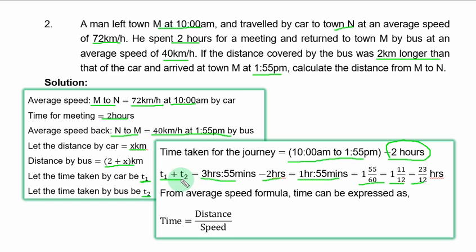From the average speed formula, time can be expressed as t equals distance over speed. We know the entire time for the journey. We know the speed, but the distance is unknown. So using the information about the time and speed, we can get the distance.